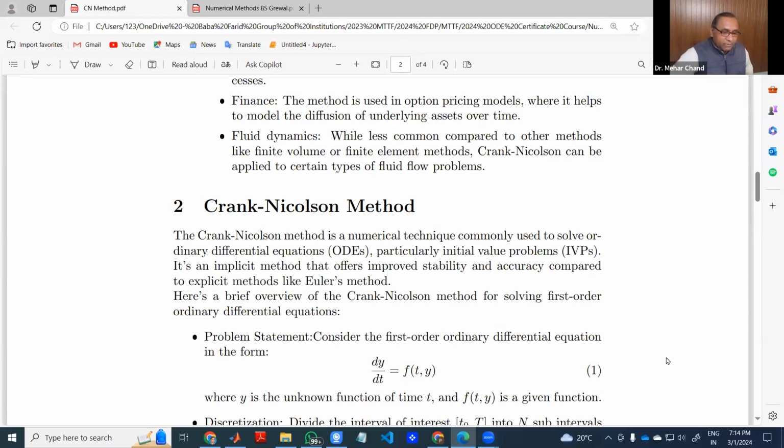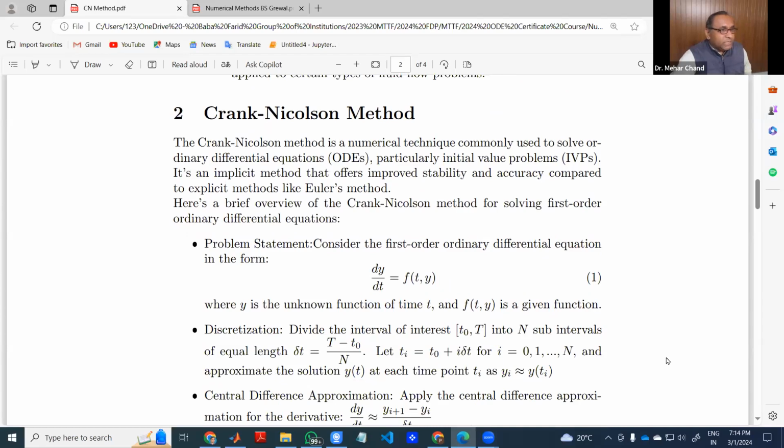You can see in the very first equation, we have the problem statement. Consider the first order ordinary differential equation dy/dt = f(t, y), where y is the unknown function of t, and f(t, y) is a given function.